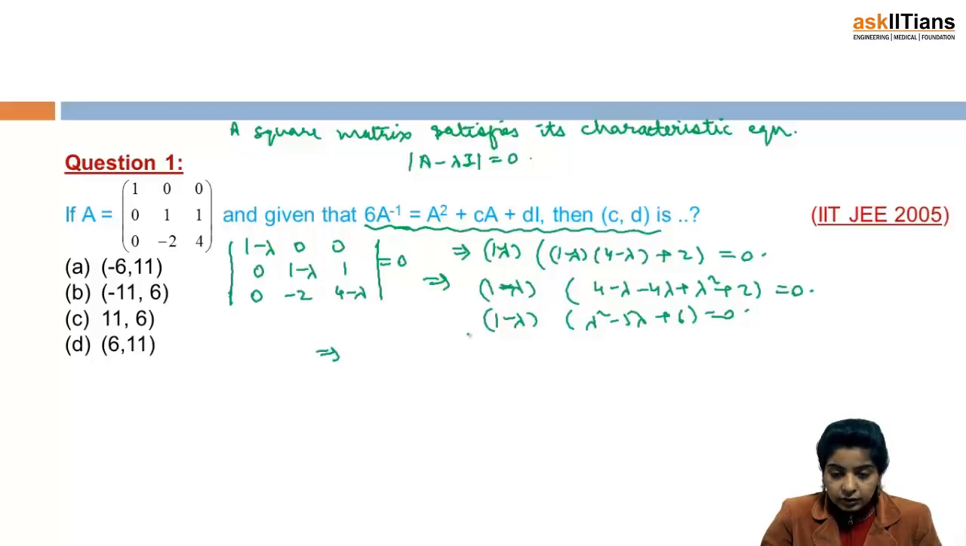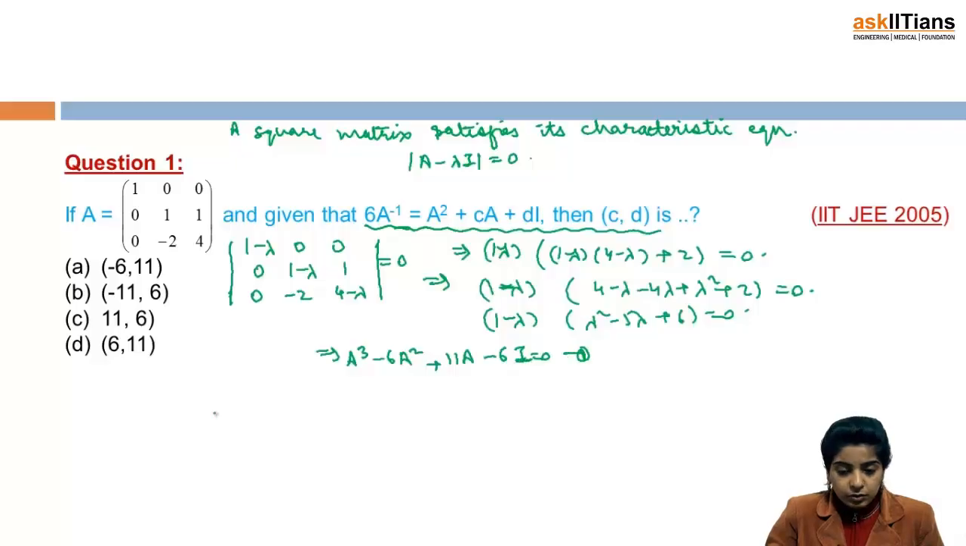So if I substitute lambda by A, the equation that I get is A cube minus 6A square. By computing this, I get A cube minus 6A square plus 11A minus 6I is equal to 0. This is the first equation. Then we are given that 6A inverse is A square plus CA plus DI.